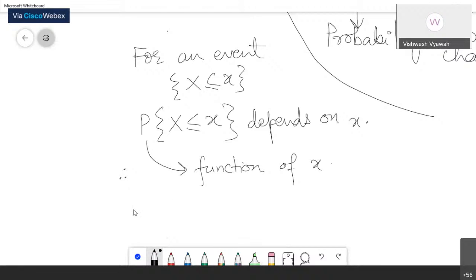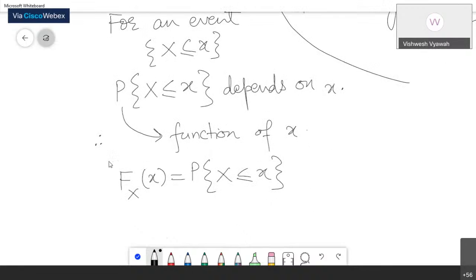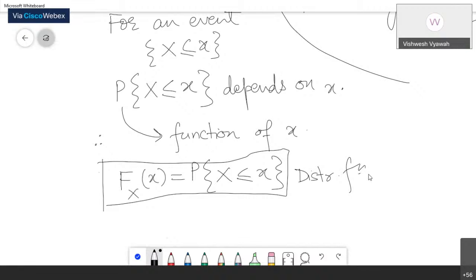So I will denote it as F_X(x) equal to the probability of X less than or equal to x, basically. And this is nothing but my distribution function. This is my distribution function. So have a look at this.